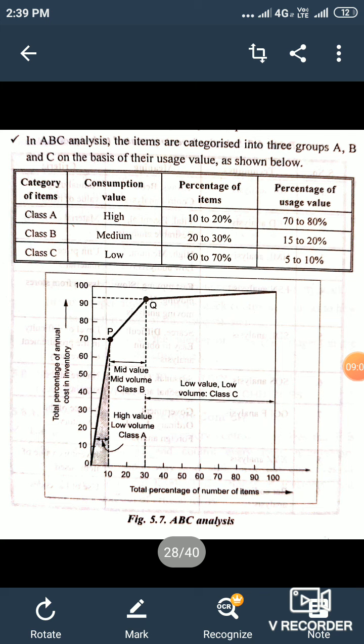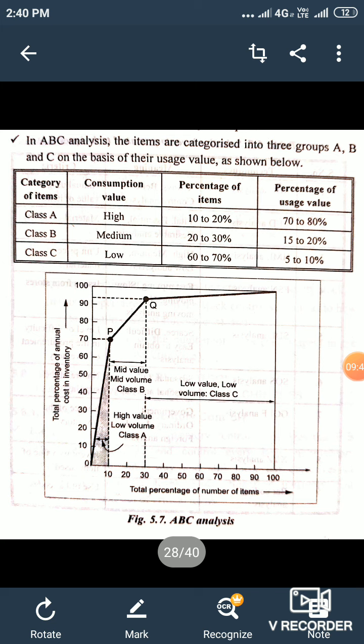These are only 5 to 10% of total items, or it may be 10 to 20% of the total items, but their value is 70 to 80%. So its value is 70 to 80% of the total inventory, but the total items or the quantity is 5 to 10% or 10 to 20%.